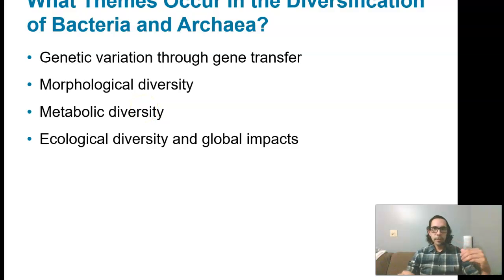All right, so now we are in part three of chapter 26. In this part, we are going to go over what themes occur in diversifications of bacteria and archaea. We're going to look at the genetic variation through gene transfer, and at morphological diversity, metabolic diversity, and ecological diversity, as well as global impacts.